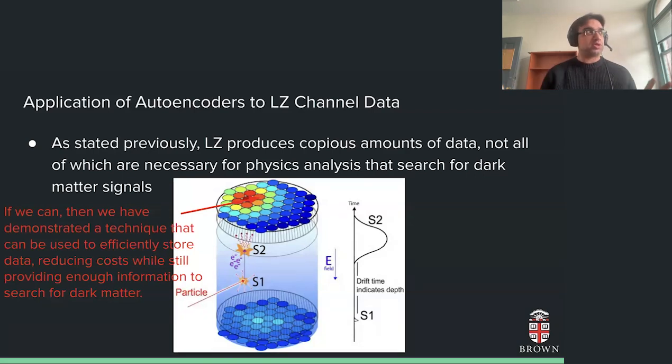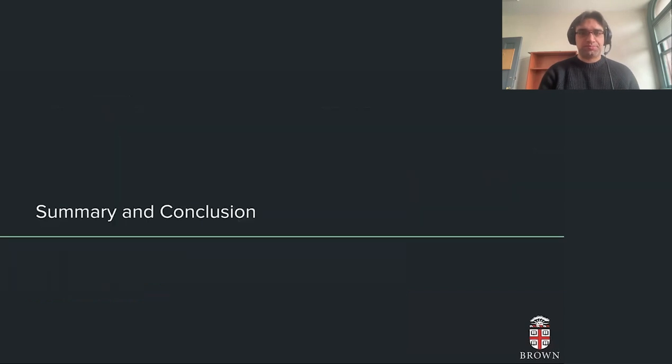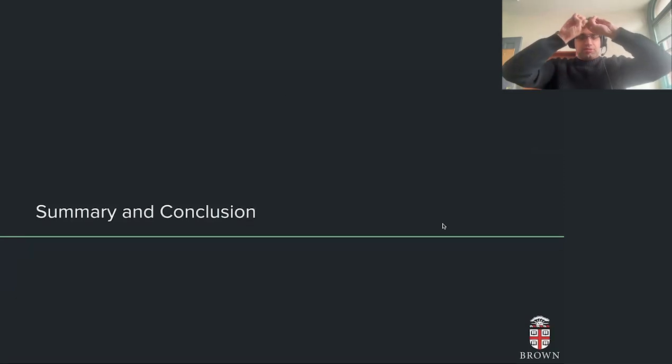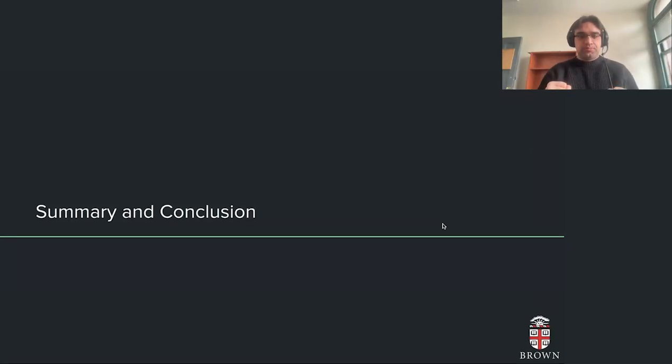And particle physics in general collects a lot of data. We really want to only keep what we think is important for the discovery of new physics, physics beyond the standard model of particle physics, or beyond the standard model of cosmology. So that's basically the idea. We want to take the data from the PMT array and compress it using autoencoders.